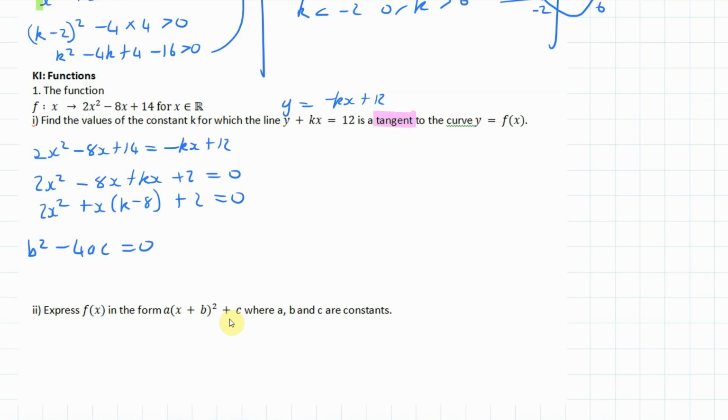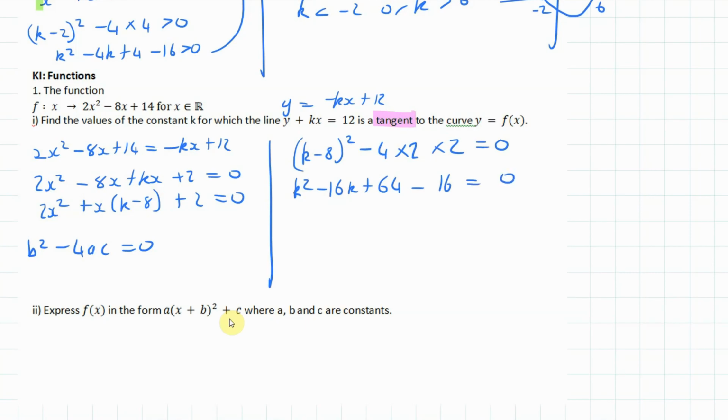So let's do that then. b squared, so (k minus 8) all squared, minus 4 times a, now a is 2 in this case, times c, which is also 2, has got to be equal to 0. So we get k squared minus 16k plus 64 minus 16, is it right? 4 twos is 8, 8 times 2, yep, 16, equals 0. And so I think we get k squared minus 16k plus 48 is equal to 0.